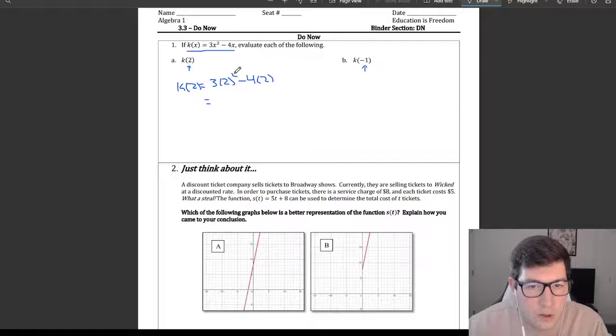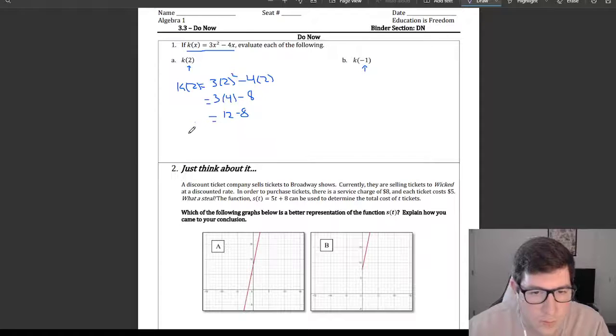Now, make sure that we're doing our squared first. Remember that this is going to be 2 times 2, which is going to give us 4. So we're going to have 3 times 4 minus, and I'm going to go ahead and multiply these two together. 4 times 2 is going to be 8. So I'm going to have 3 times 4, which is going to give me 12, minus 8. So I know that k of 2 is going to give me 4.